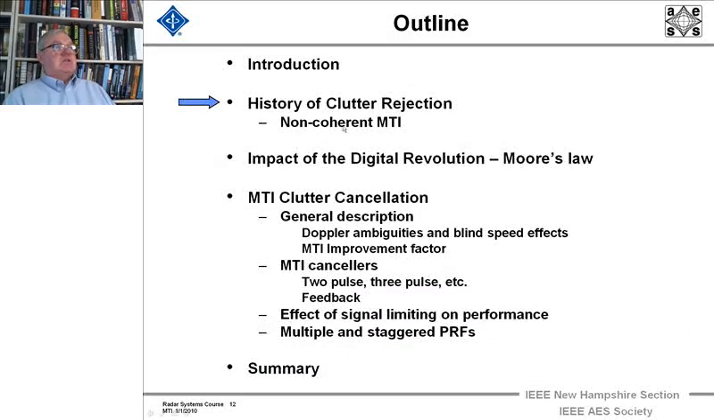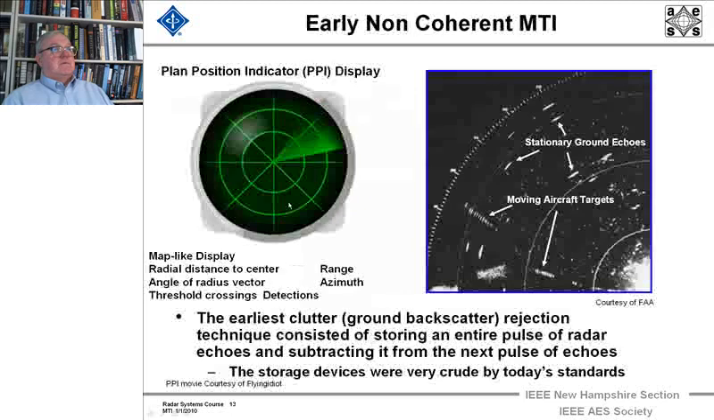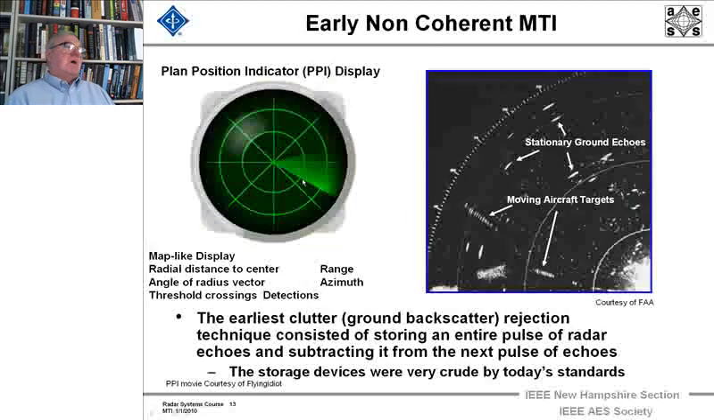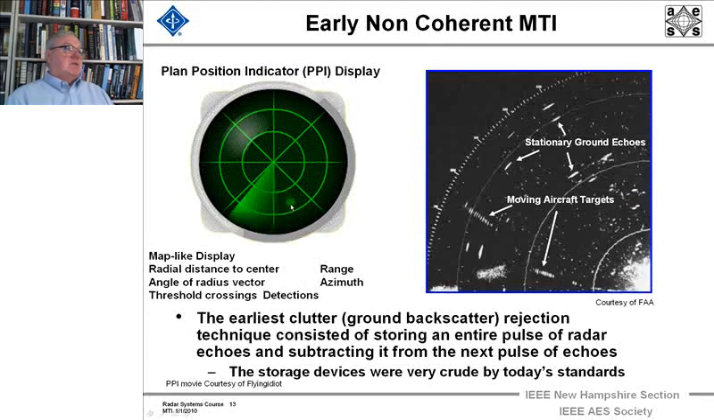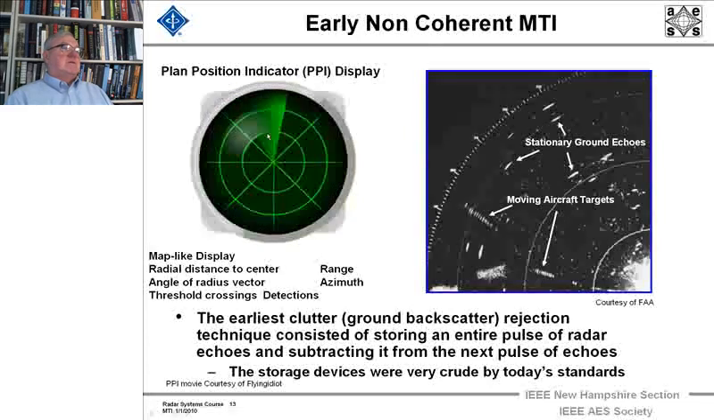Now let's look at the history of clutter rejection. Here's what a PPI display would look like. You see right there a target. This is a fluorescent analog screen, and there's no clutter in this particular screen, and in time the fluorescence dies.